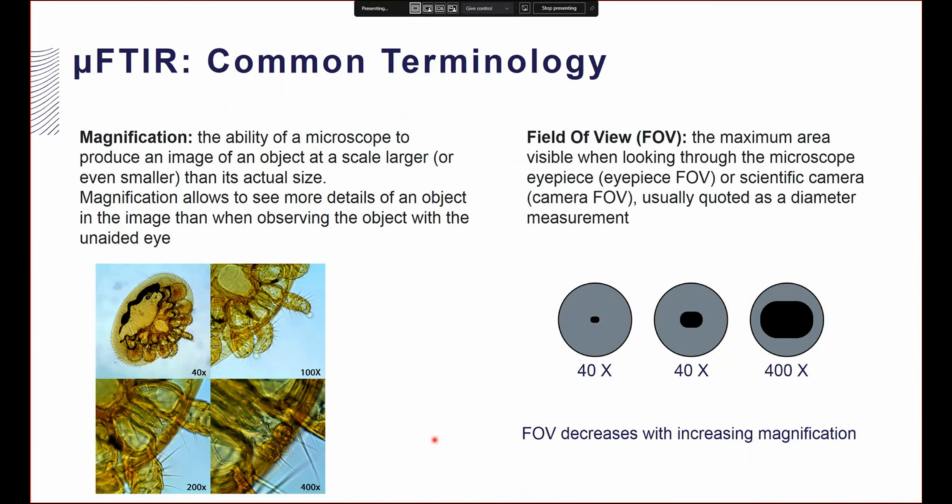Some common terminology related to infrared microscopy. We have to introduce the concept of magnification, so the ability of a microscope to produce an image of an object at a scale that is larger than the actual size, basically allowing us to see more detail of this object in the image than when we observe it with our naked eye. Also, we have to introduce the concept of a field of view, which is the maximum area visible when we are looking through the microscope eyepiece or a scientific camera connected to the microscope. And remember also that the field of view decreases when we increase the magnification, as you can see in this very simple representation.